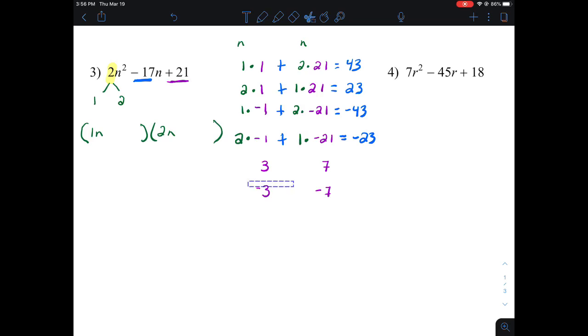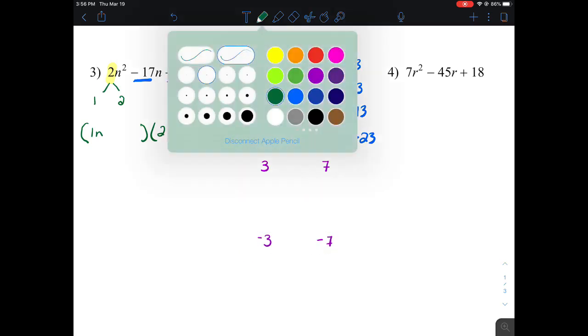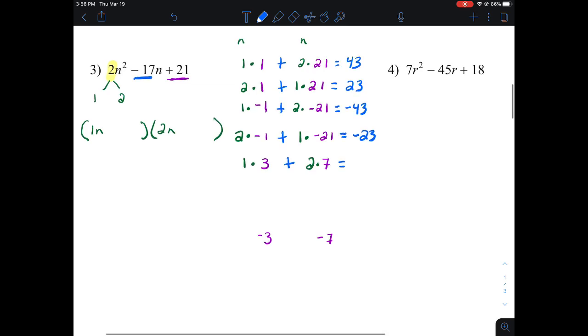I'll move the negative 3, negative 7 down so that way I have some more room in case I need it. So one of those has to get multiplied by a 1, and one of those has to get multiplied by a 2. And then I'm going to try to add them together. Well, 1 times 3 is 3, 2 times 7 is 14, 14 plus 3 makes 17. Hey, I got a 17, but it needed to be negative.